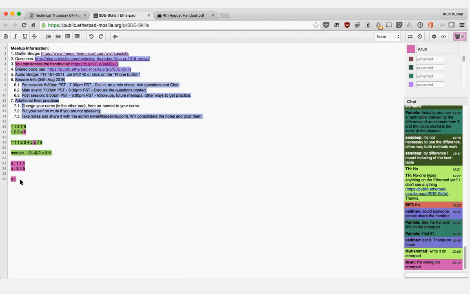So 1 and 4, right? Now you get 1 and 4, and if you apply the same logic, what you're saying is that the median is between 4, 5 and 1.